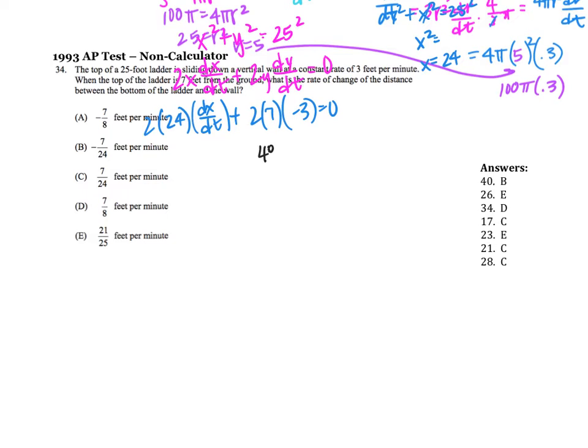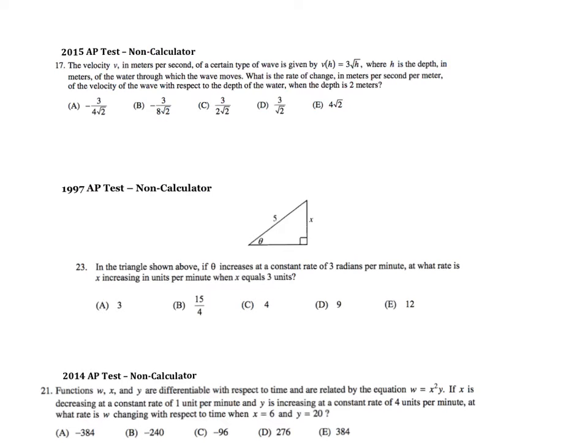I'm going to have 48 dx dt equals 7 times 2 is 14 times my 3 gets me -42. I'm going to take that -42 and add it over to be positive 42. I'm going to divide 42 by 48 and I'm going to get dx dt is 42 48ths. They're both divisible by 6, so we'd get 7/8 feet per minute that this ladder is sliding down the wall at that moment in time.